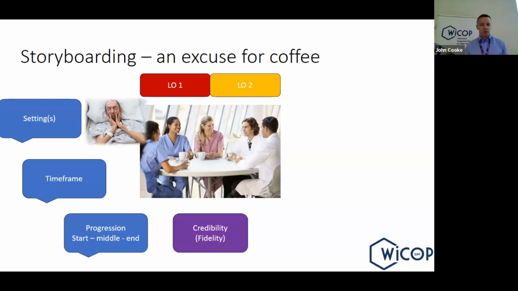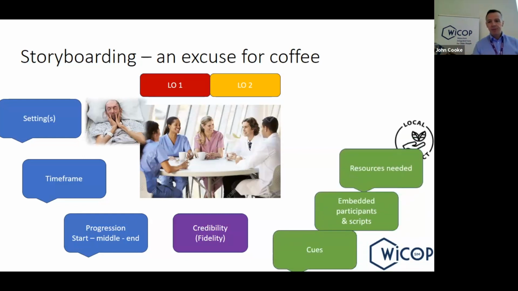And then the progression is really important, making sure that you've planned along the way how the scenario is going to start, what's going to happen in the middle. You really need to think about where the learner may go off piste. And again, if it's a scenario you're familiar with, you'd be able to guess that pretty well. You need to have thought about how you're going to get them back on track again, and that's really important.